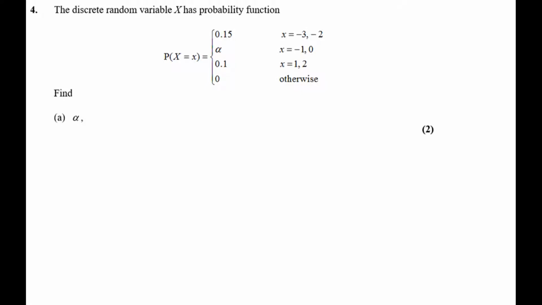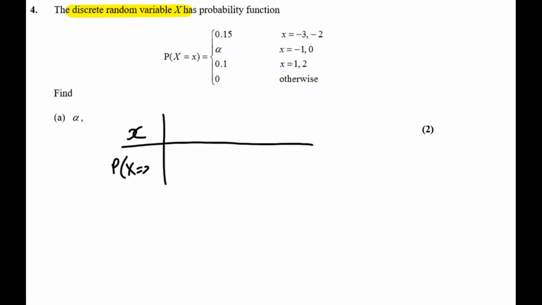Question 4. The discrete random variable x has the probability function as shown. Find the value of alpha. As soon as we see that it's a discrete random variable, straight away we should want to be putting this into a table, and that's exactly what I'm going to do. So a table of x values and probabilities.